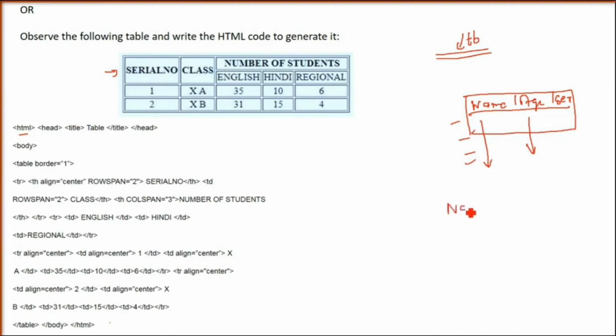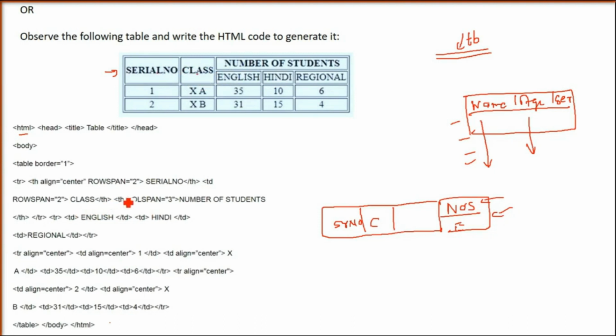Number of students, how many? 1, 2, 3. So number of students has taken 3 columns. And here, if you see, the serial number has taken 2 rows. Serial number is having 2 rows. And now we have started TD. Next TD, so rowspan is 2. For class also, rowspan is 2. Class will also have 2 rows. It has taken rowspan as 2 again.